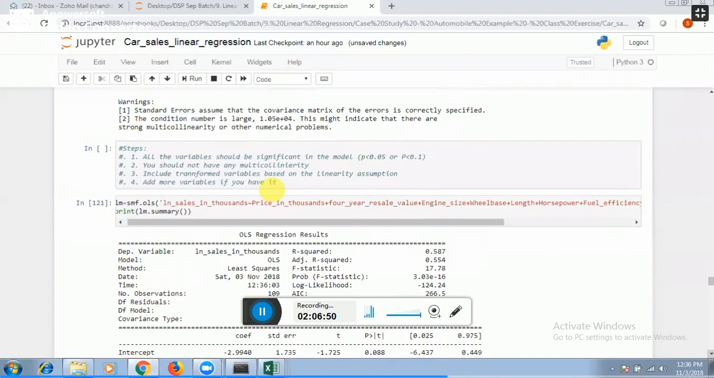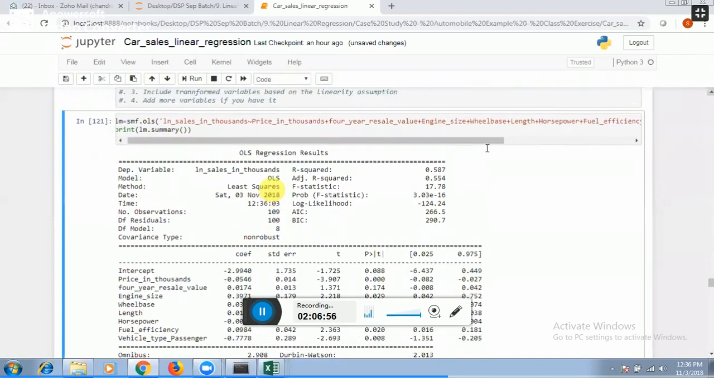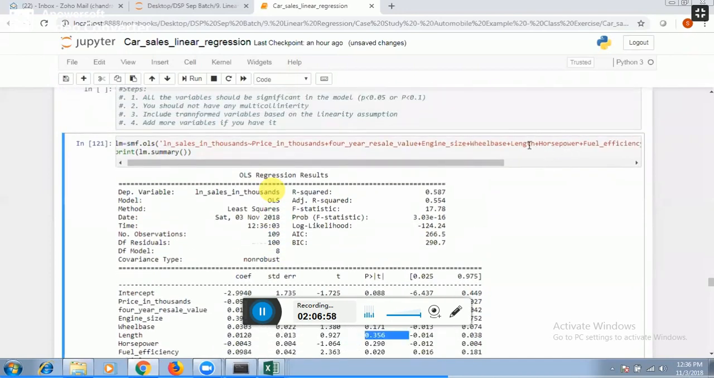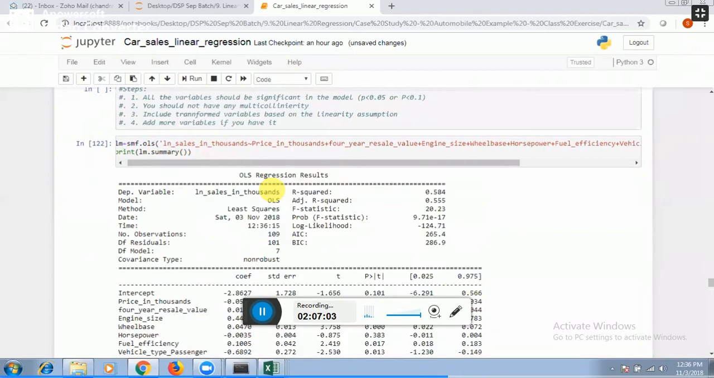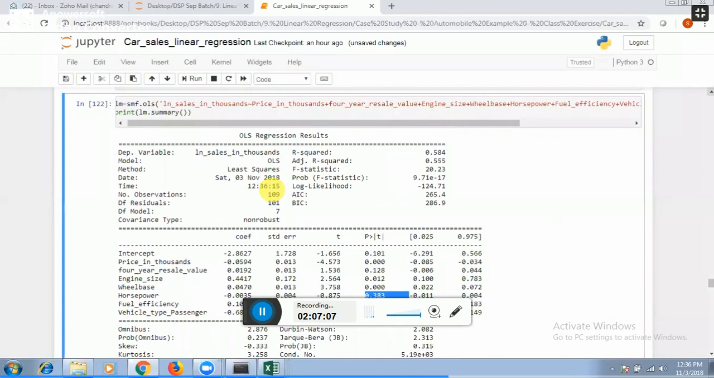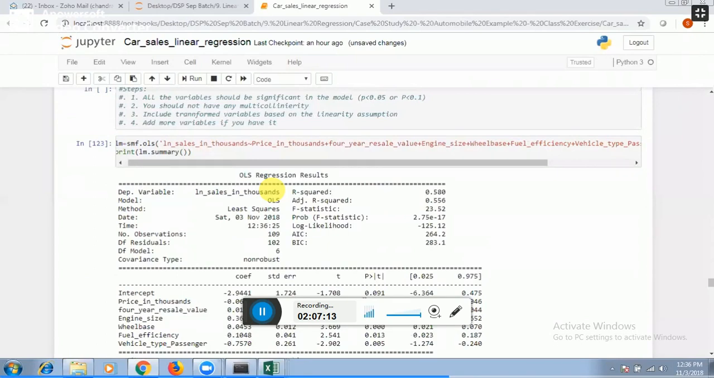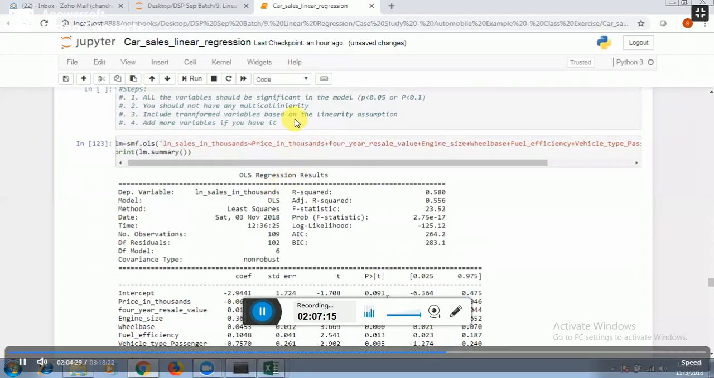Now what are the variables which are coming insignificant? Probably you can see that length also is not important, so probably you can drop length also. So in this case, if you can see here, what variable is insignificant? Horsepower. So probably you can drop horsepower. And you can still see that there are some variables that are insignificant. Which one is insignificant? Four-year resale value.